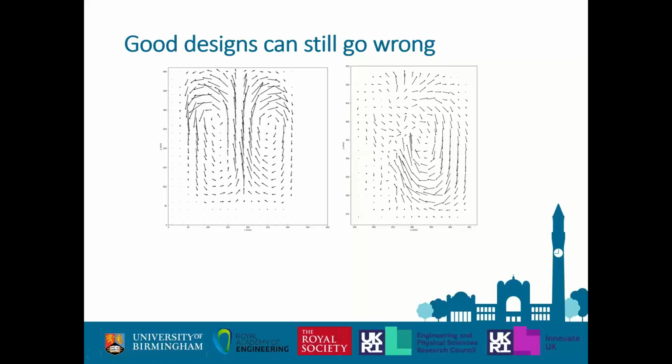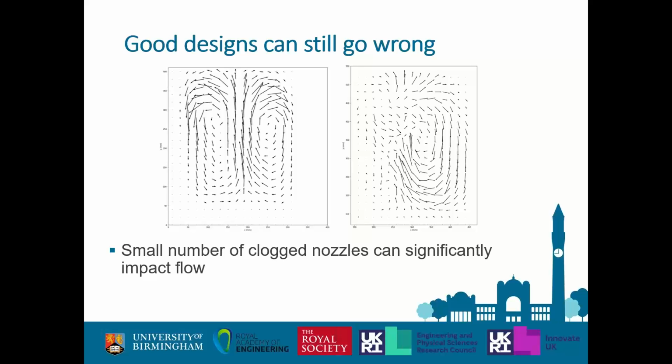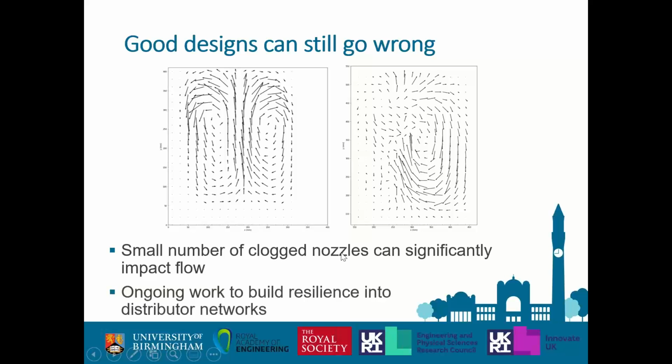Now, even with a very good design, and this was another interesting thing we found from the more industrial point of view, even with a distributor that normally works extremely well and produces a nice double roll pattern like we see here, if just a couple of the nozzles in this distributor become blocked, then it can very negatively impact our flow, and we end up with something that looks like this mess over here, which again is obviously not ideal for trying to produce this pyrolysis process.